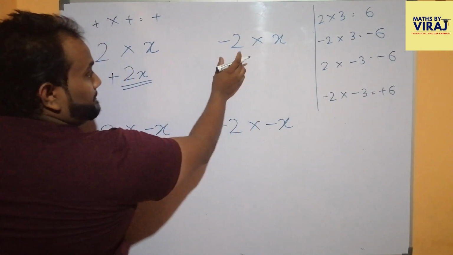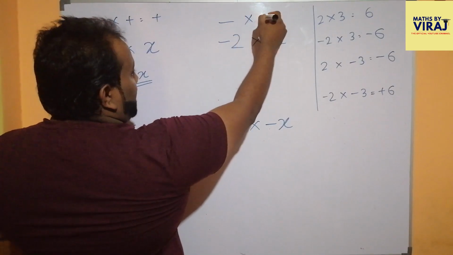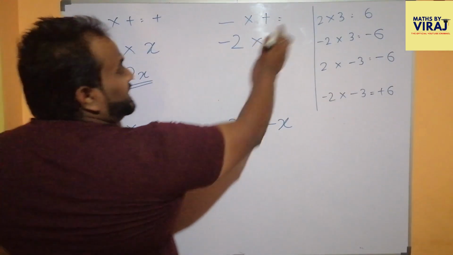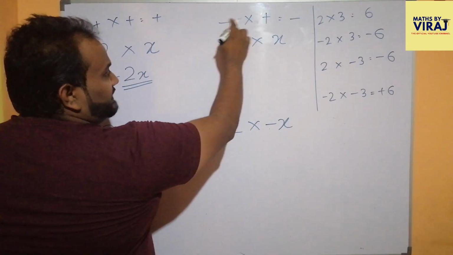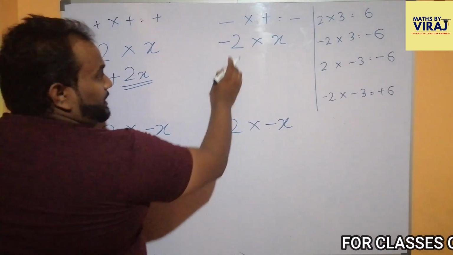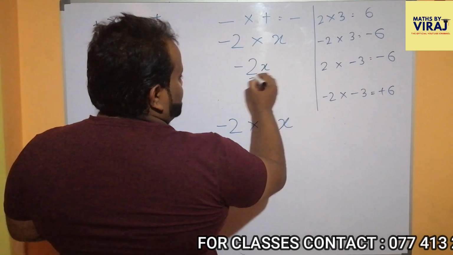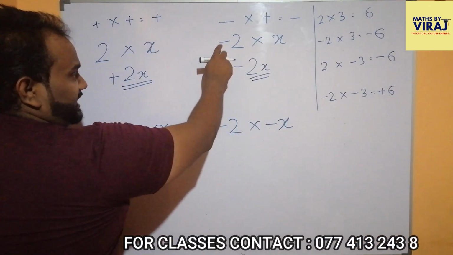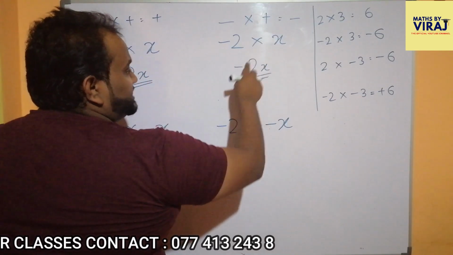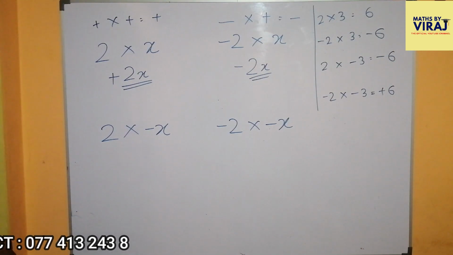Here, minus 2 into x. Minus multiplied by a positive. What is the answer that we are supposed to get? A negative. Minus when multiplied by a positive is minus. Therefore, minus 2 into x is minus 2x. First the sign. Minus into plus. Minus 2 into x, 2x. Final answer is minus 2x.